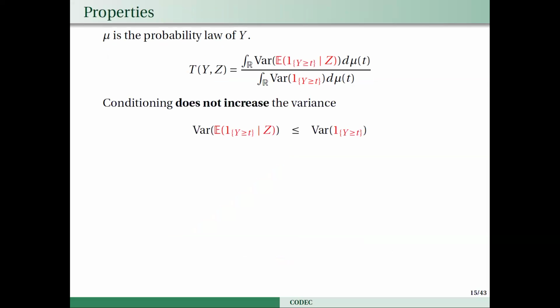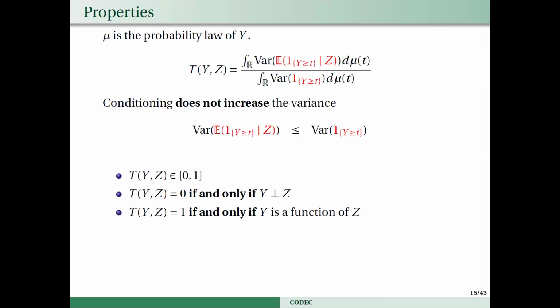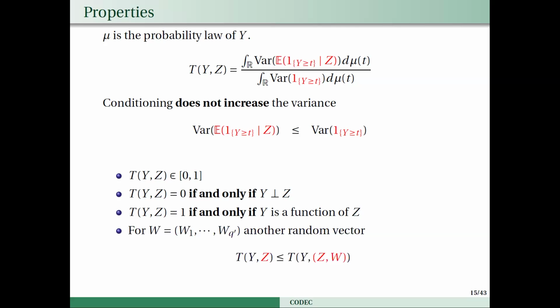Now with this intuition, we can continue seeing what the properties are. Again, because conditioning does not increase the variance, just by definition, we can simply see that the first property that Rényi asked for is satisfied by this definition. Our measure is bounded between 0 and 1, with 0 happening when we have full independence, and 1 if and only if we have full dependence, meaning that y is a function of z.